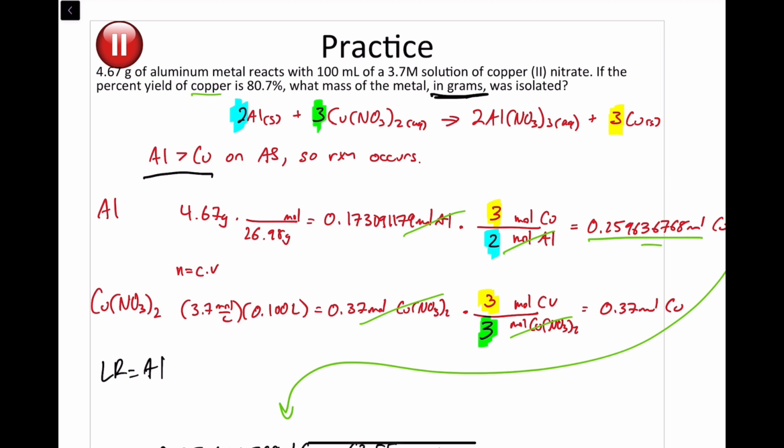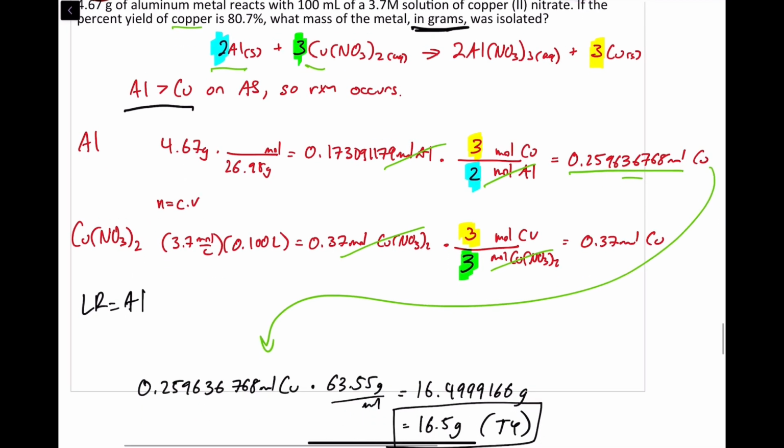As we've seen in the past, to determine if a single displacement reaction has actually happened, we have to look at our activity series. In this case, the aluminum was higher than the copper that it was trying to replace on the activity series, so the reaction does occur. Everything else is the same. We set out our reactants, and in this case, again, we have a concentration, so we need the volume in liters. We expanded the units to be able to cancel out the liters and be left with moles.